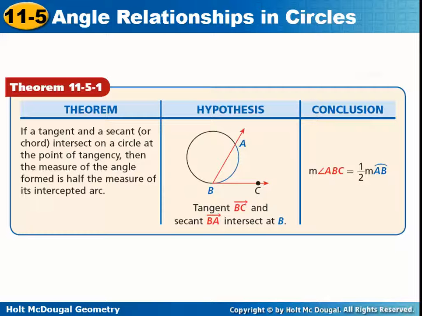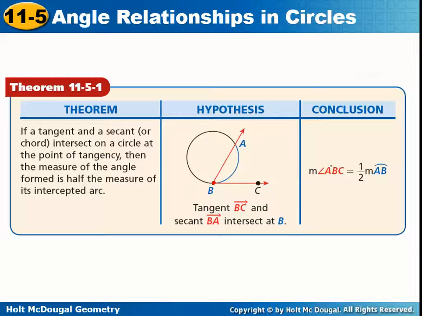this is going to be similar, but we're going to look at what happens if the angles are at different places in the circle. Our first one is a tangent, and remember a tangent line will touch a circle at just one point. If a tangent and a secant or a chord, so it's going to go through or have endpoints on the circle, intersect on a circle at the point of tangency. So right here is our point of tangency, and the two lines are coming together right there. Then the measure of the angle formed is half the measure of the intercepted arc.